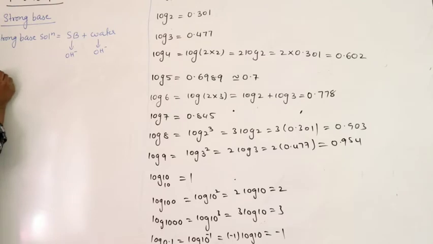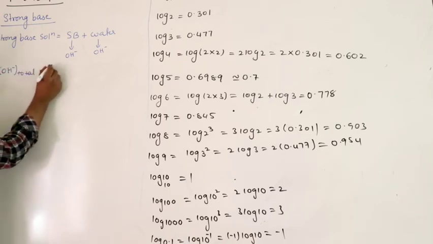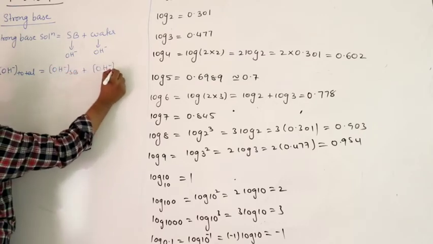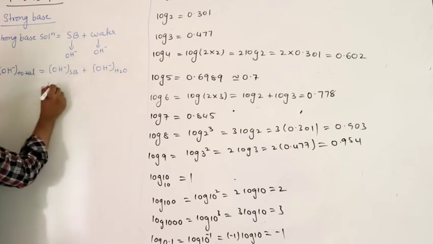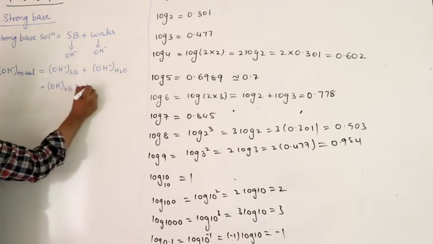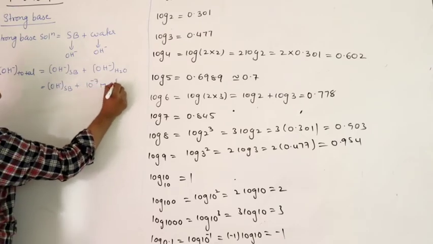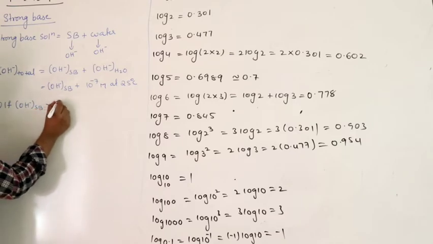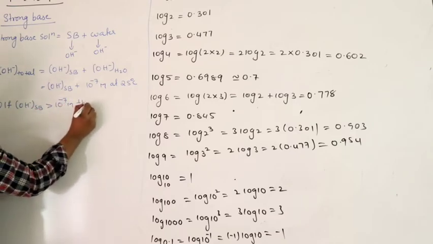So here the total OH minus ion concentration is the OH minus ion concentration from the strong base plus the OH minus ion concentration from water, which is equal to the OH minus ion concentration from the strong base plus 10 power minus 7 molar at 25 degrees Celsius. What is the OH minus ion concentration from water? At 25 degrees it is 10 power minus 7 molar. So in case 1, if the concentration of OH minus from the strong base is greater than 10 power minus 7 molar, then you can neglect the contribution of water.